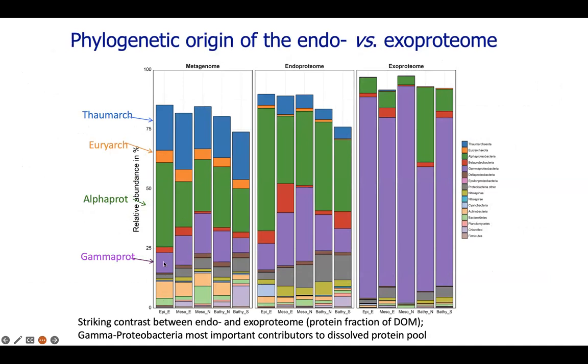And this shows you, these columns are epipelagic, mesopelagic, and bathypelagic waters from the Atlantic, where we did metagenome analysis, and basically this gives you the relative abundance of Thaumarchaeota, Euryarchaeota, alpha proteobacteria in green, and gamma proteobacteria. And when you see the relative abundance at the metagenome level and on the endoproteome level, they are pretty similar, which gives some confidence there. So the endoproteome is also pretty similar to the metagenome, but we were also collecting the so-called exoproteome, which is essentially the contribution of bacteria to the protein fraction of the dissolved organic matter pool in the ocean.